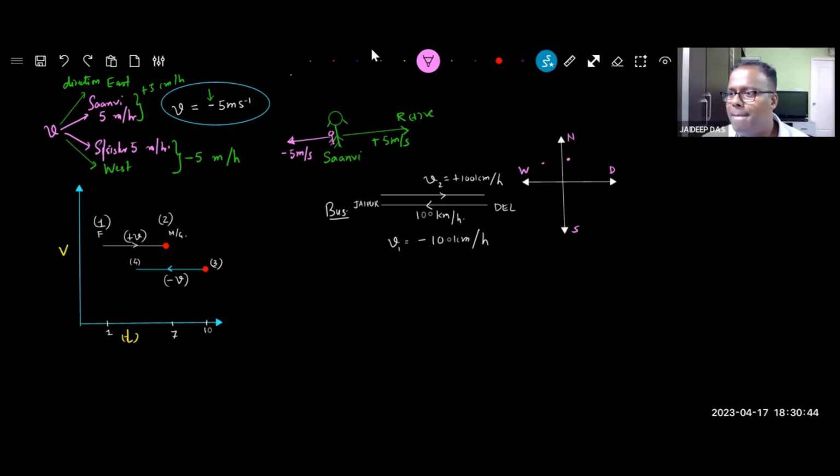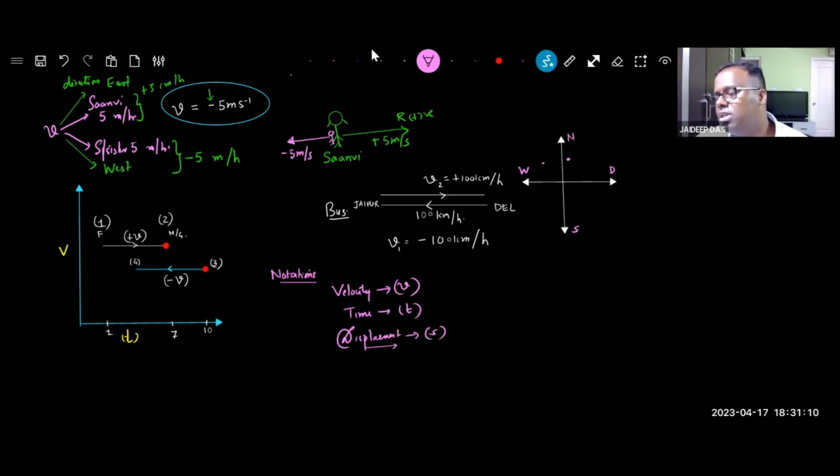Okay. So is the concept of velocity clear? And if the concept of velocity is clear, let's now come down to some notations. And from now on, you will follow notations. And the notations are velocity is denoted by V, time by T, and displacement by S. So the formula says V is equal to S by T. Okay?